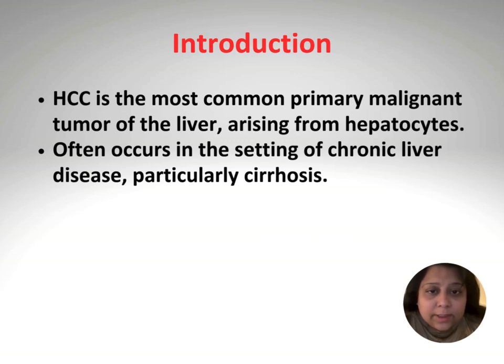Hepatocellular carcinoma is the most common primary malignancy of the liver. It arises from the hepatocytes. It often occurs in the setting of chronic liver disease, particularly cirrhosis.